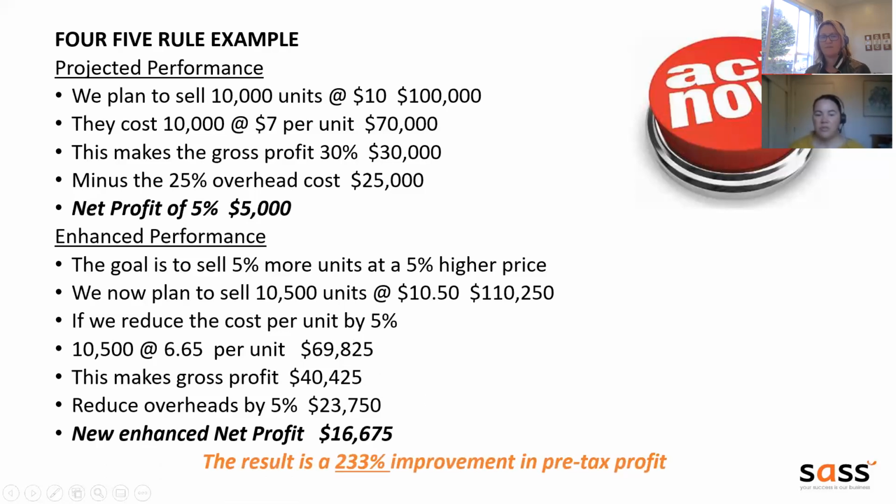So it's a 233% improvement in pre-tax profit. That's great. And if we go back to our profit and loss report, we want that bottom line, or the net profit, to be high enough to pay for everything that's not on that profit and loss report. That's right. And if you remember, those are things like tax, purchase of inventory, purchase of fixed assets, drawings, that kind of thing. So that is a really good, quick example.